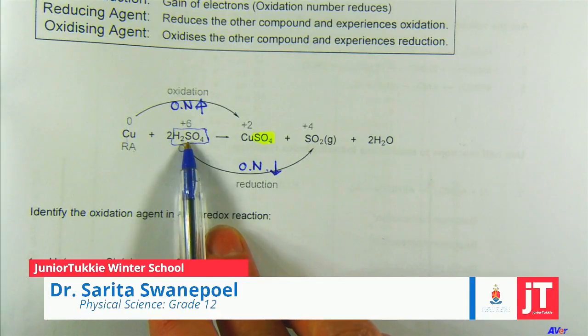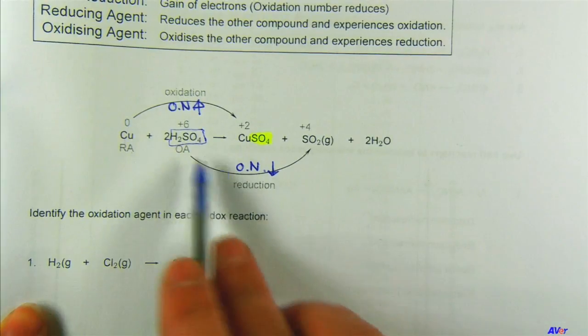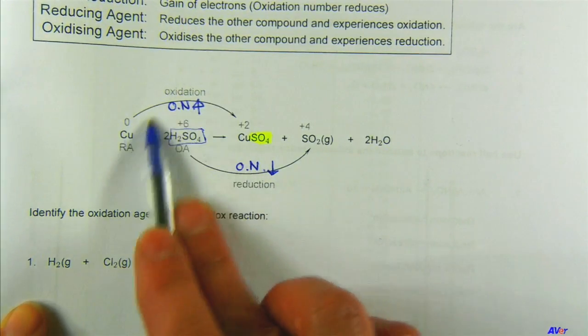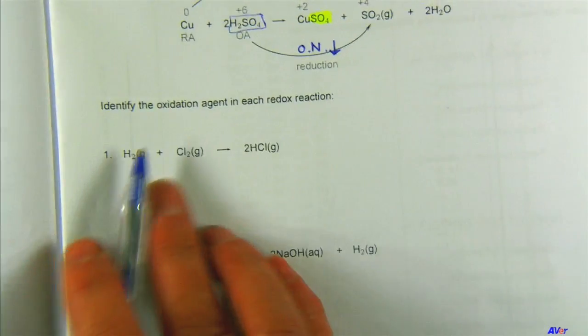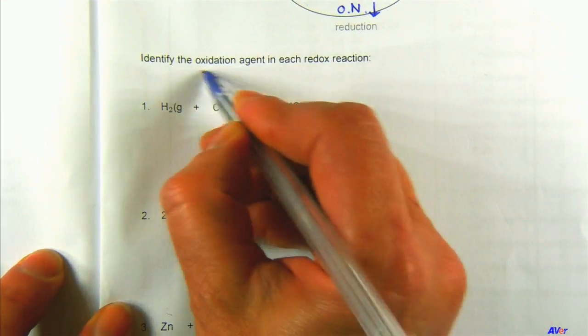But remember, if sulfur wasn't on its own, it would not have had a charge of plus 6. And it would not have done the same reaction. So who's reducing? Not the sulfur, the whole H2SO4 altogether, right? Okay, let's do that. Now the first one there, I've got a question. Identify the oxidation agent. Now we haven't talked about agent yet.